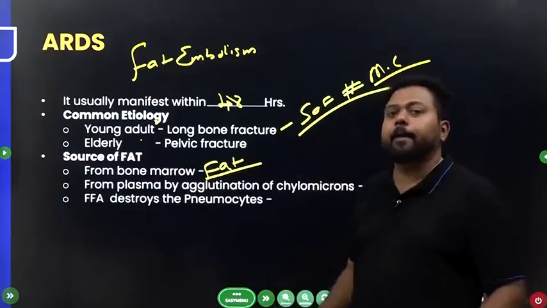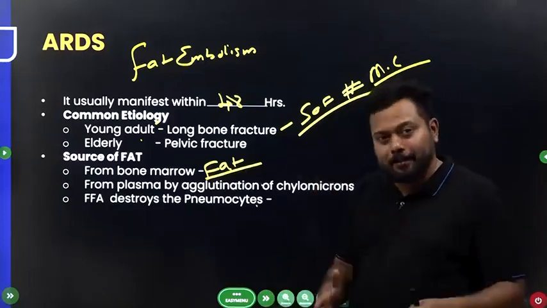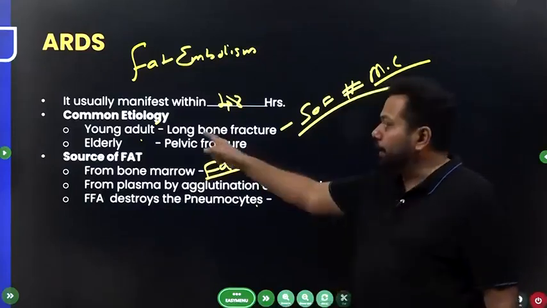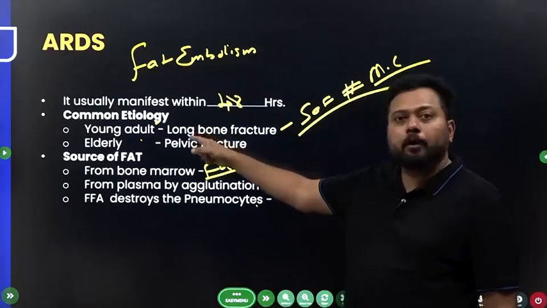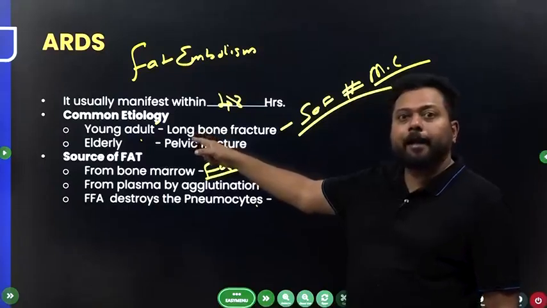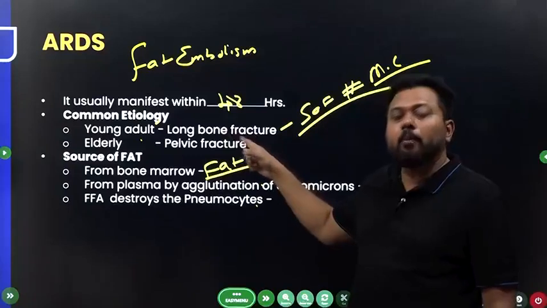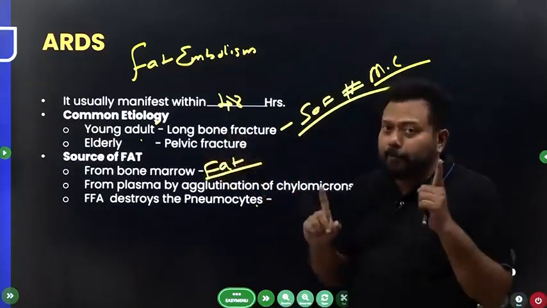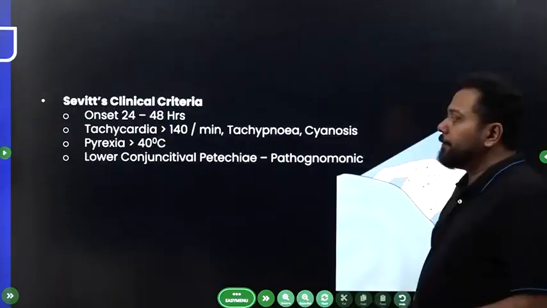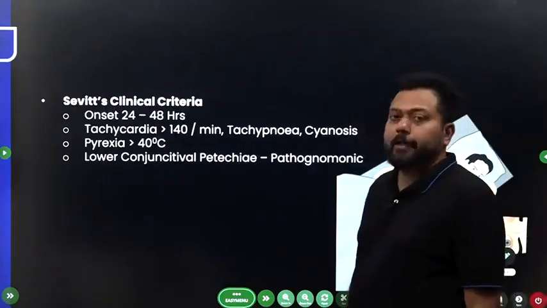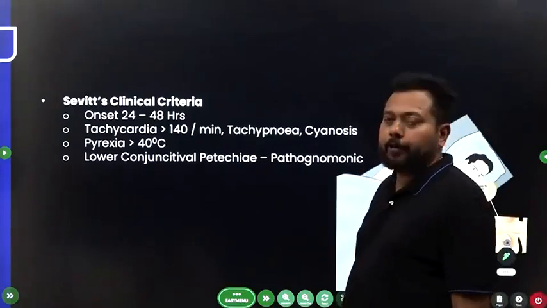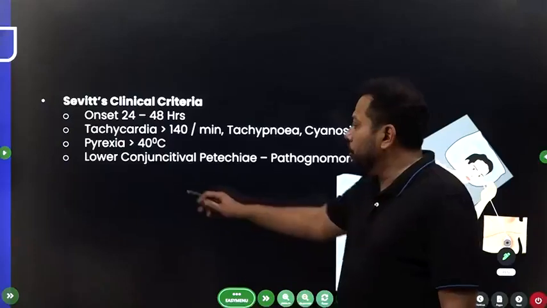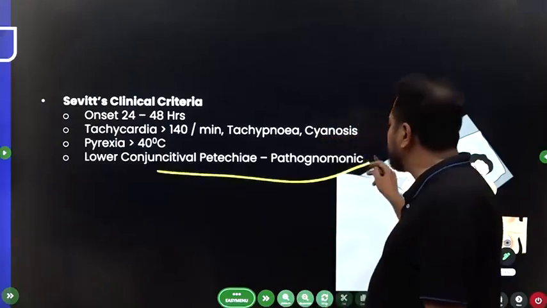Especially the iliac crest, which has marrow and marrow fat. That is why the most common cause of fat embolism in young adults is fracture of the shaft of femur, and in the elderly it is pelvic fracture. The Gurd clinical criteria say the usual onset is 24 to 48 hours. The patient will have tachycardia and pyrexia. Lower conjunctival petechiae are pathognomonic.